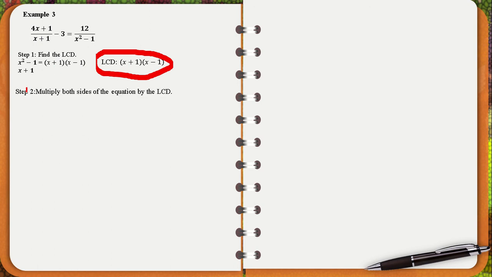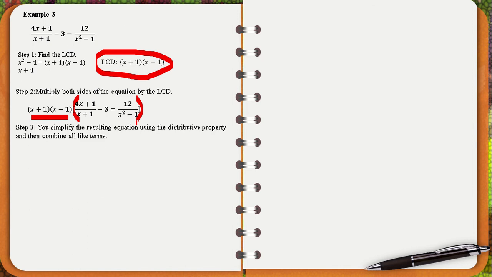Step 2, we have to multiply the LCD to both sides of the equation, or multiply both sides of the equation by the LCD. So yung LCD po natin, ito po siya, LCD multiplied to the entire equation. Okay po? So step number 3, simplify natin yung equation by applying the distributive property.